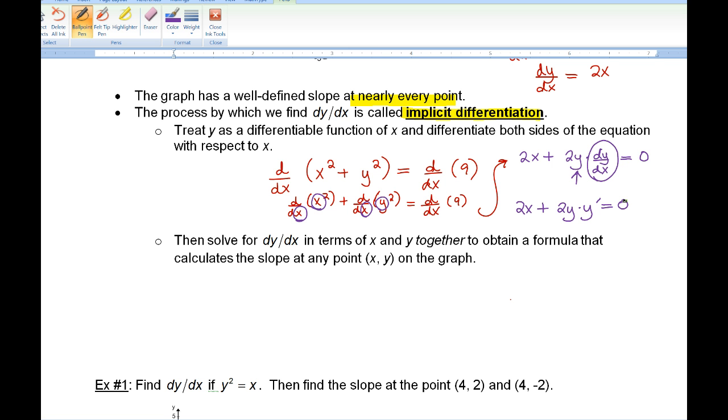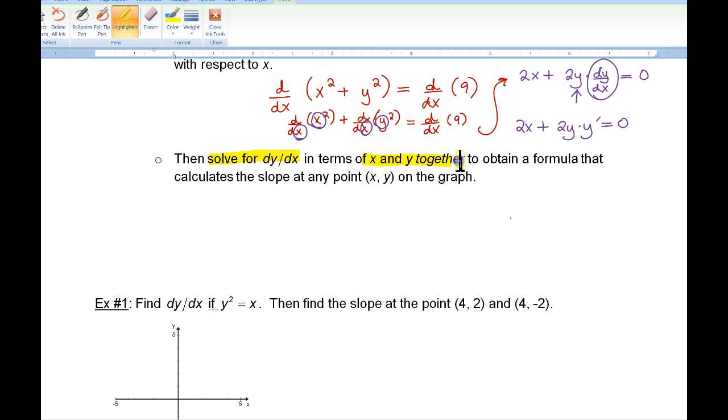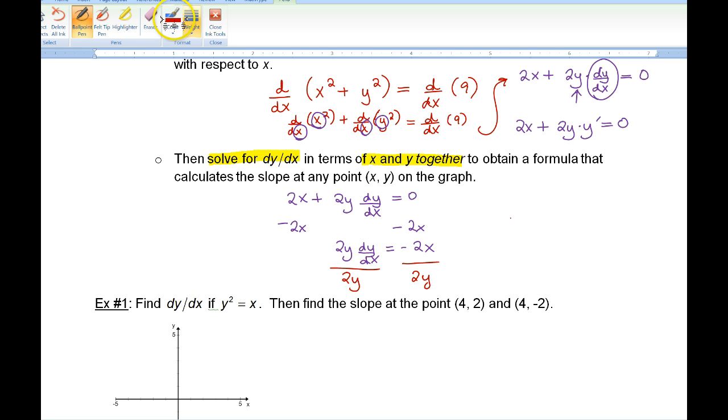Okay, so now we want to solve for dy dx in terms of x and y together. I had 2x plus 2y dy dx equals 0. So I'm going to subtract 2x from both sides, and then divide both sides by 2y. Running out of room again. So I have dy dx is negative x over y.